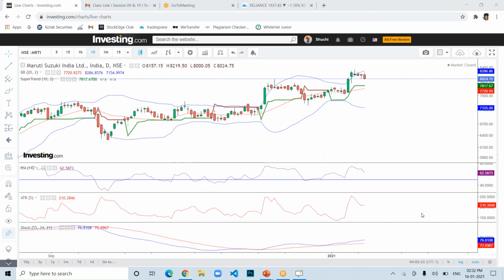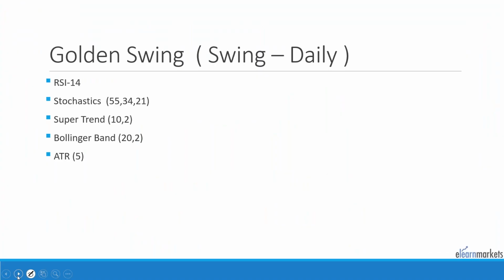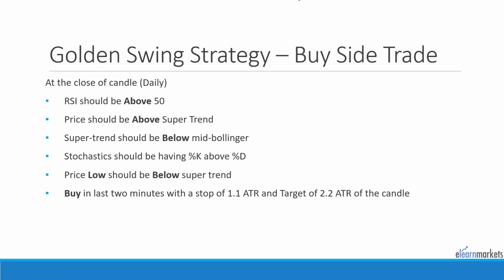Then I come to the strategy. Yes, length means number of bars. Okay, so getting the template now, what is the strategy? It is a very, very mechanical strategy again. You don't really need a brainer to do it, just that the parameters should fall in place. So if it is a buy, let's discuss the golden swing buy strategy.